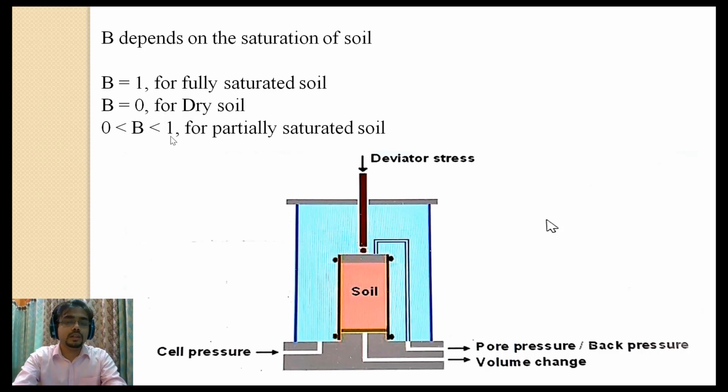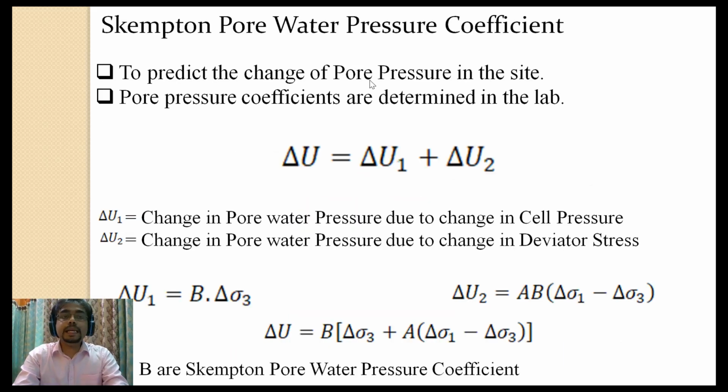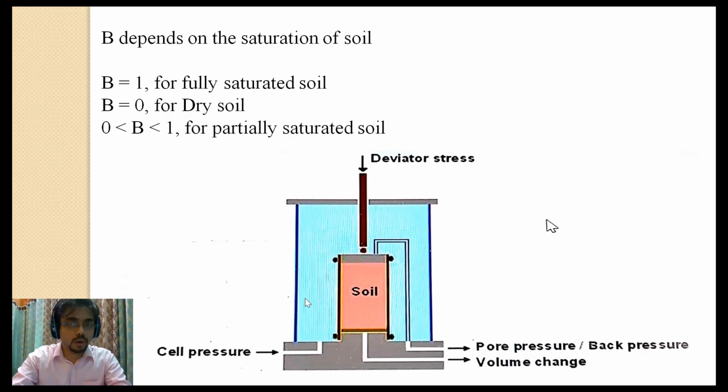Now if B is equal to 1, that means we can signify that the soil is fully saturated. If the soil is fully saturated, then B should be equal to 1. B equal to 1 means the change in excess water pressure should be equal to the change in cell pressure. That means suppose we have applied a cell pressure of 0.5 kg per centimeter square in our UU test.